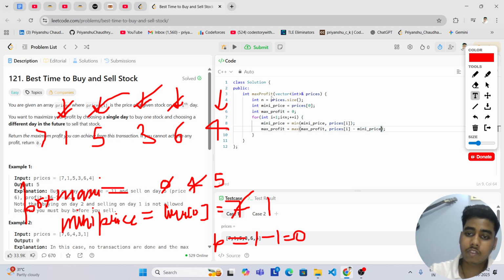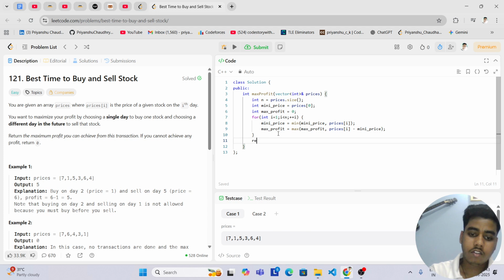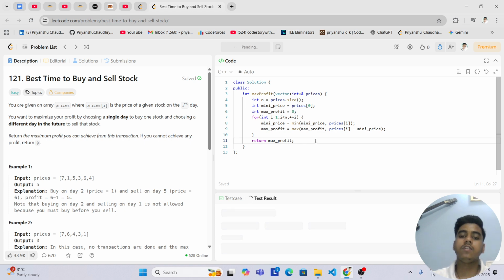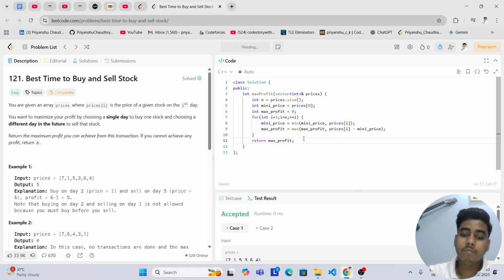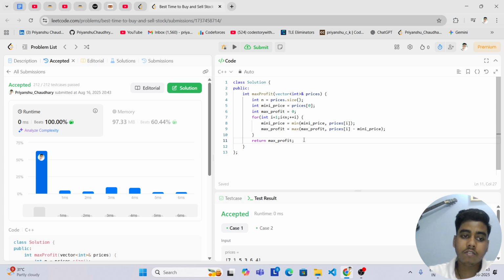So at last we will just return our answer, max profit. Now if I run the sample test cases, now if I submit it, okay, let's see if we are able to pass all the test cases. Yes, we are able to pass all the test cases and we have solved this problem successfully.